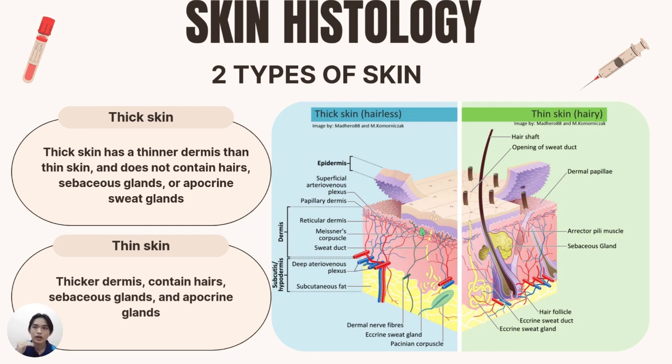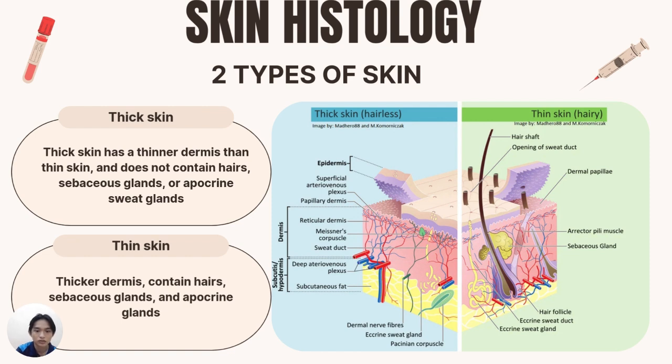In this skin histology, we have to know that there are two types of skin: thin skin and thick skin. Thick skin has a thinner dermis than thin skin and does not contain hairs, sebaceous glands, or apocrine sweat glands. And then we have the thin skin, which has a thicker dermis. It contains hair, sebaceous glands, and apocrine glands.